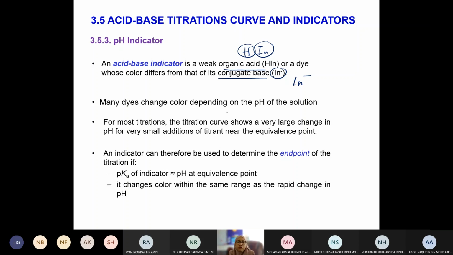Okay, alright. So for most titration, the titration curve shows a very large change in pH for very small addition of titrant near the equivalent point. Because we know that equivalent point is very specific. That means at this equivalent point, the mole of acid should be the same as the mole of base, not one bit, atau less ataupun more than the other. Dia kena exactly the same.